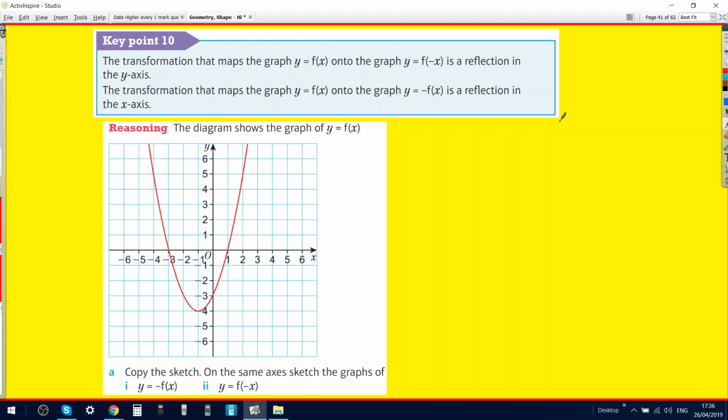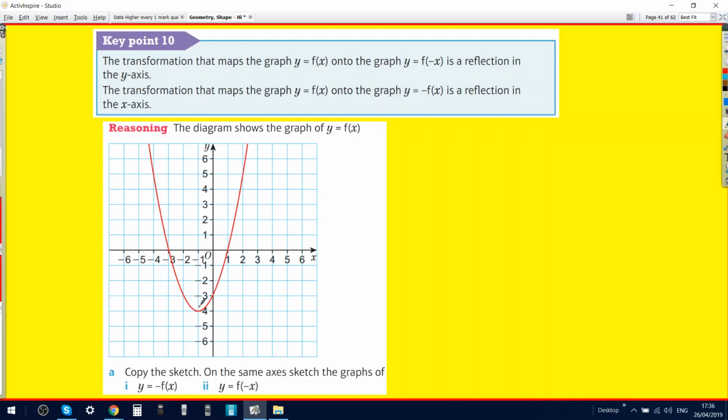So for part A, wouldn't you just do that? You just swap around the signs, right? Yeah. So let's say this minimum, where would that be? That's at -1, -4. So you just reflect that. So it's 1, 4.